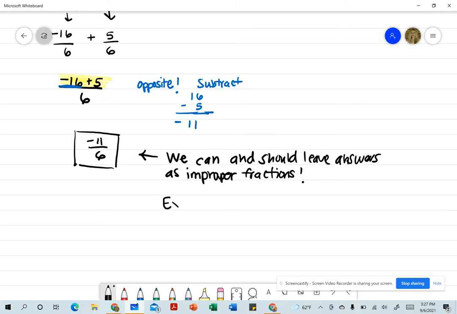The only exception, there is one, of course, is if we're dealing with some word problems and it doesn't make sense to say negative 11/6 points deducted, right? It would be much easier in that case to say negative 1 5/6 points or something like that. So when word problems happen, it's usually better to convert them to mixed numbers, but otherwise we can leave them as improper fractions. All right, that was our first example.